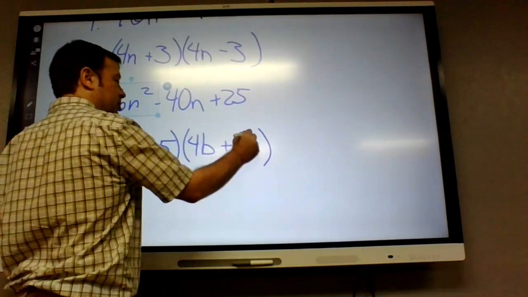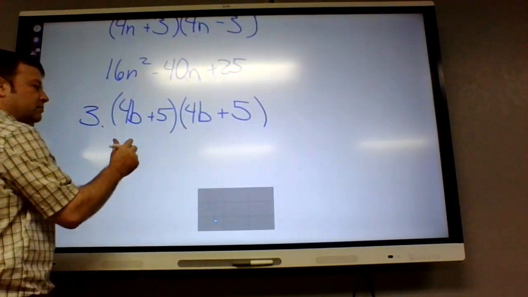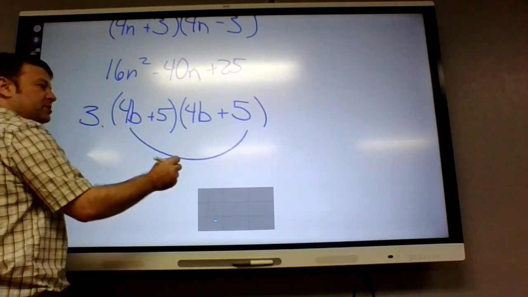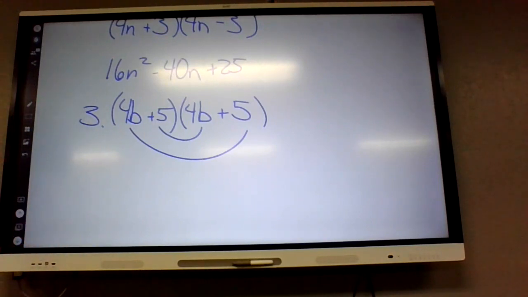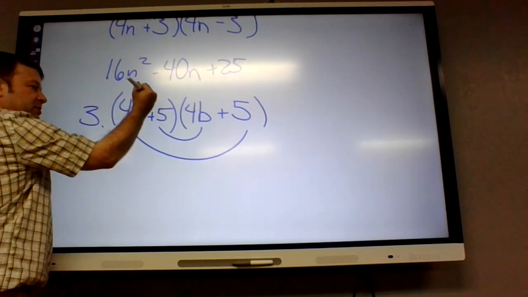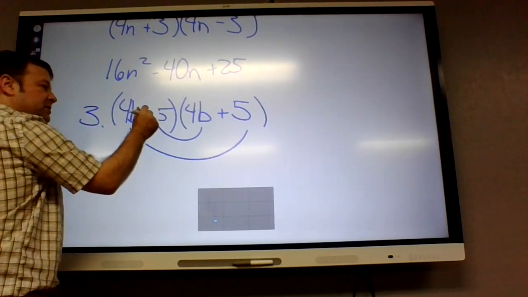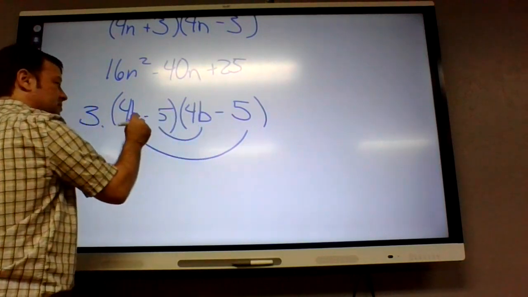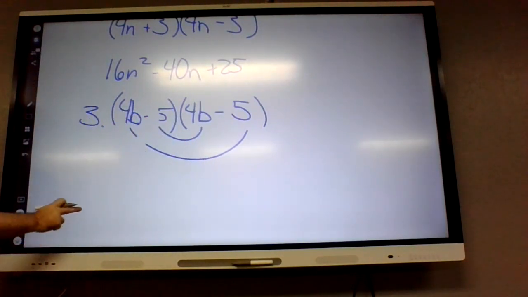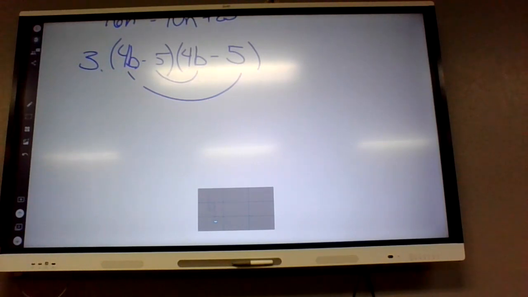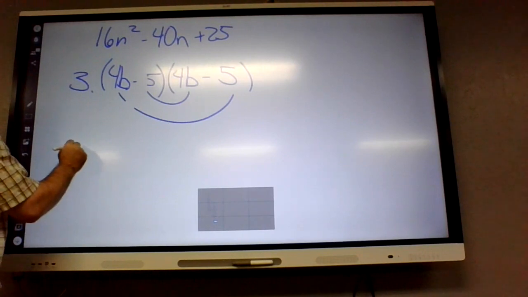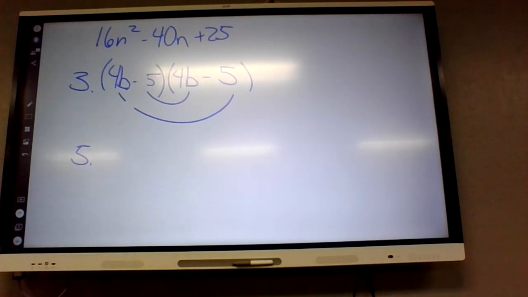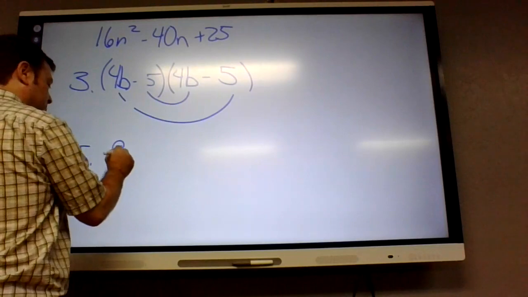You guys remember how we checked this yesterday? The outside is 4 times 5, 20b, and 20b make 40b. Is that what I wanted? No, I needed negative, so I should have been using the minuses instead of the pluses. Sorry. Yeah, sorry. Number 5. 9x squared. But can I forgive myself?